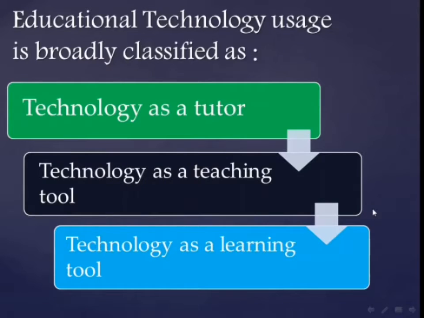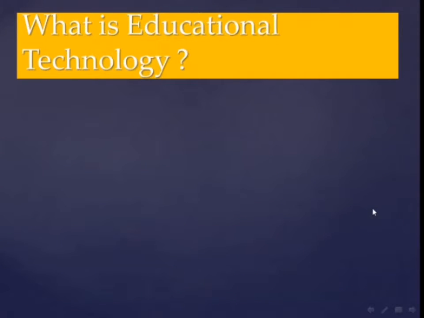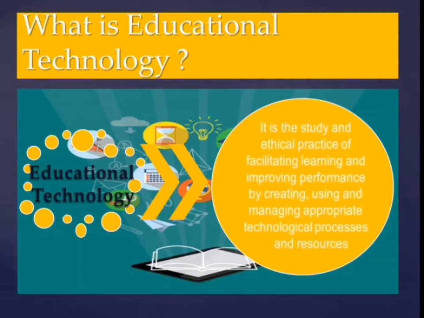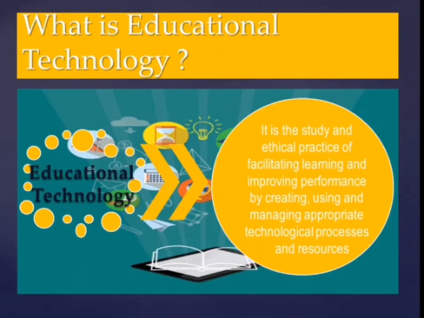Okay, now we will look for the answer of the question: what is educational technology? Educational technology can be simply defined as the following: it is the study and ethical practice of facilitating learning and improving performance by creating, using, and managing appropriate technological processes and resources. While instructional technology covers the processes and systems of learning and instruction, educational technology includes other systems used in the process of developing a human capability.